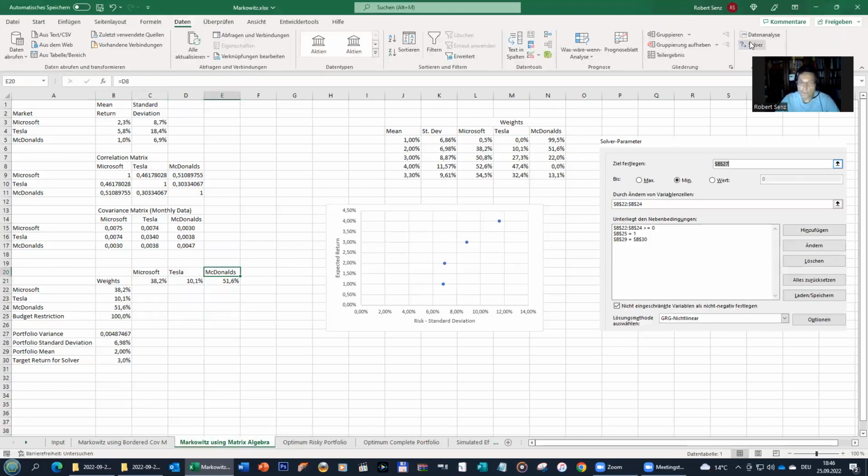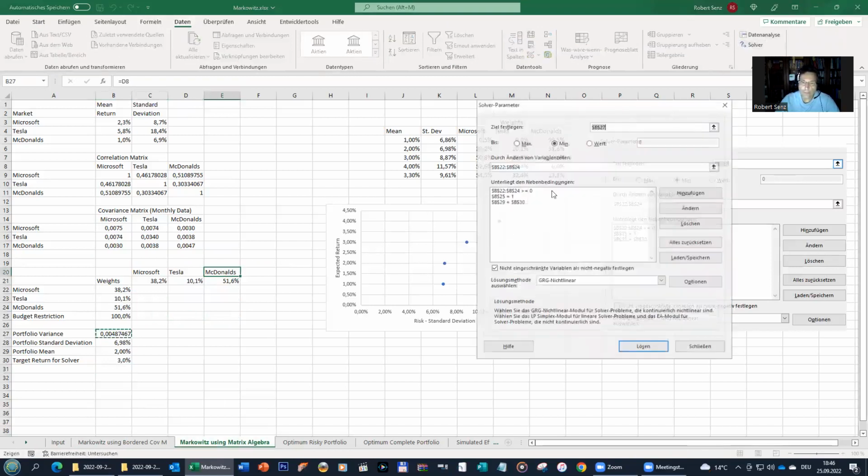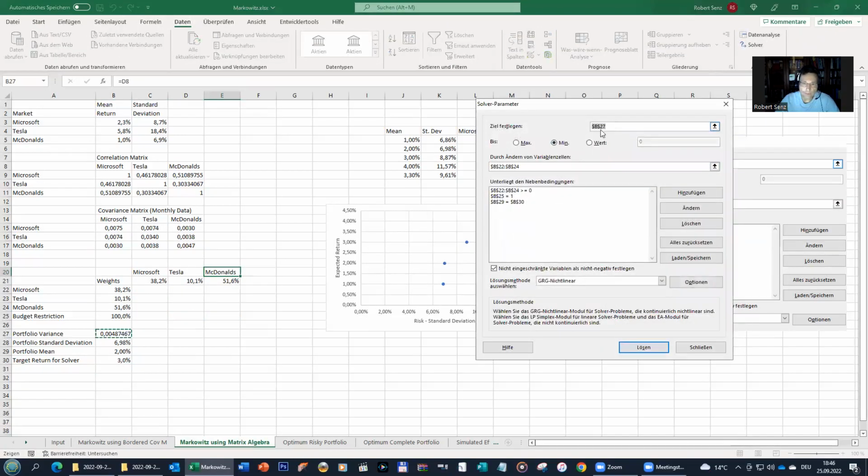So data, solver. And again, we want to minimize portfolio variance. We want to change the weights in B22 to B24. And the restrictions are the same. So we hit solve.